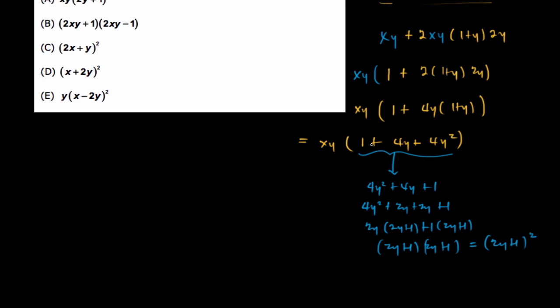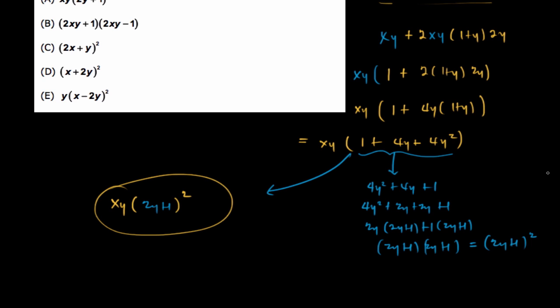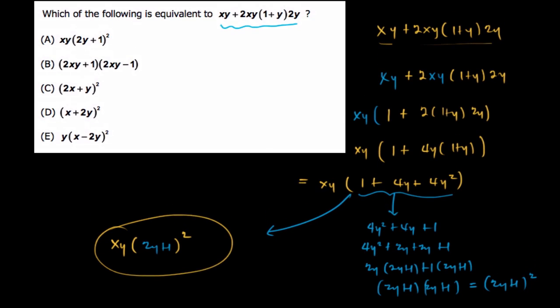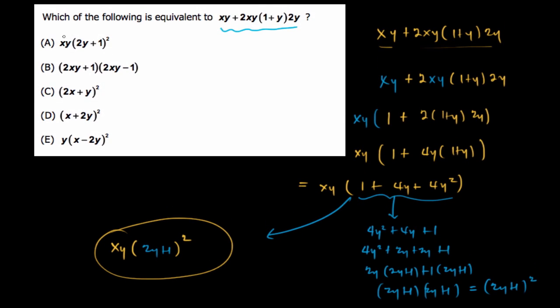So in other words, when you factorize 1 + 4y + 4y², what you obtain is (2y + 1)². So I could rewrite this as my xy, which is still my xy, multiplied by (2y + 1) all squared. So this is my solution. After I've simplified, this is what I obtained: xy times (2y + 1)². So this is our answer here, xy times (2y + 1)², and that completes the problem. Thanks for watching.